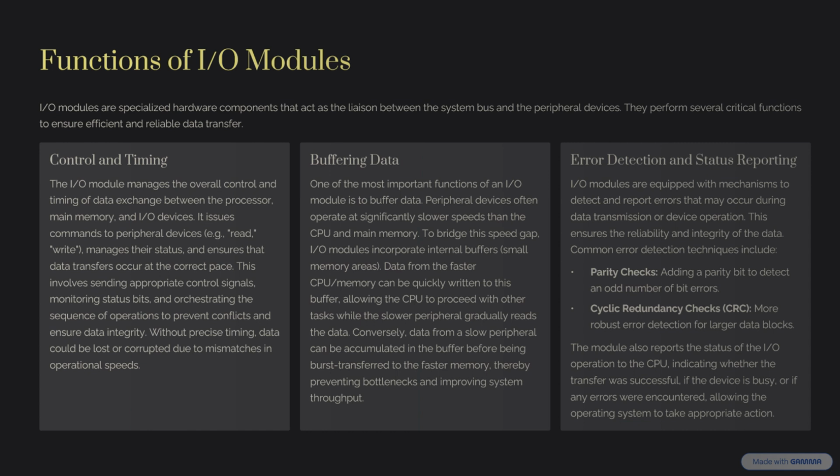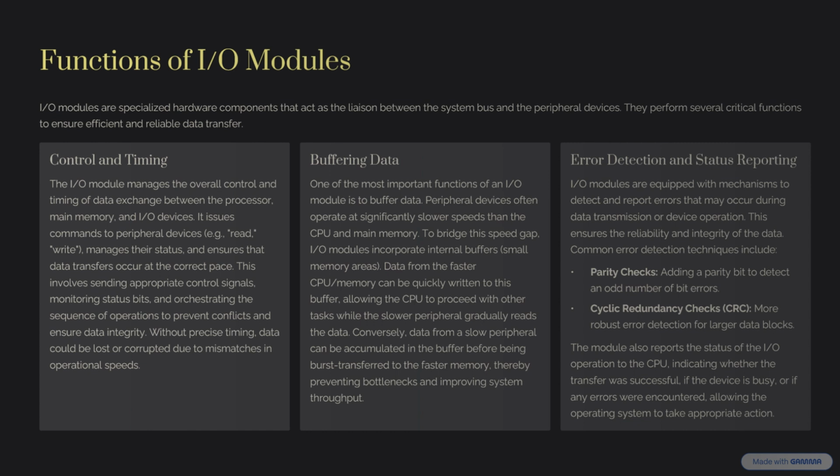Data from the faster CPU memory can be quickly written to this buffer, allowing the CPU to proceed with other tasks, while the slower peripheral gradually reads the data. Conversely, data from a slow peripheral can be accumulated in the buffer before being transferred to the faster memory, thereby preventing bottlenecks and improving system throughput.